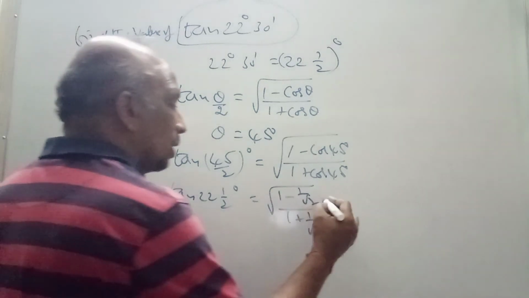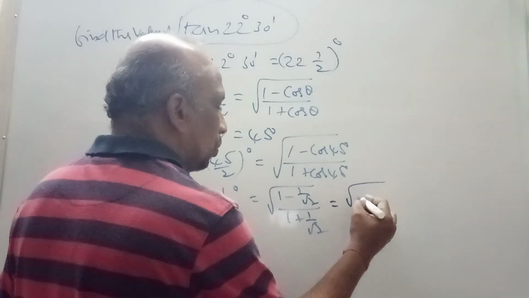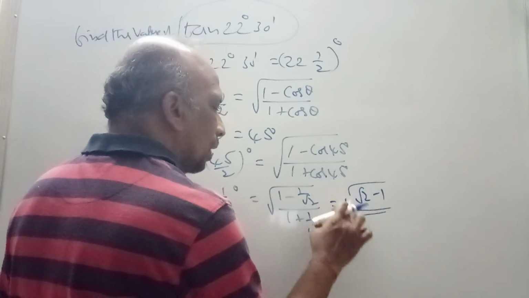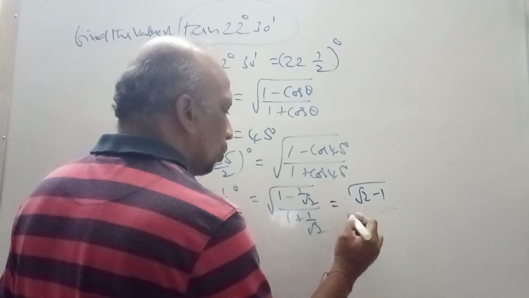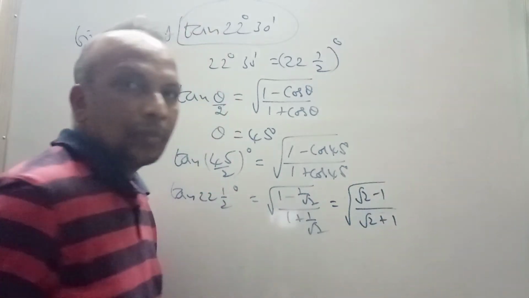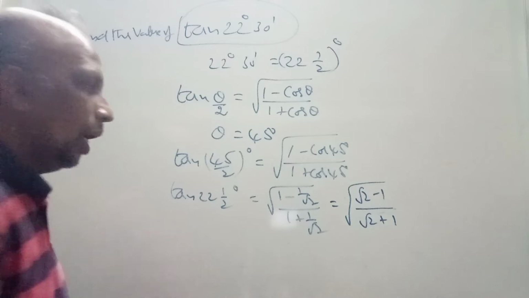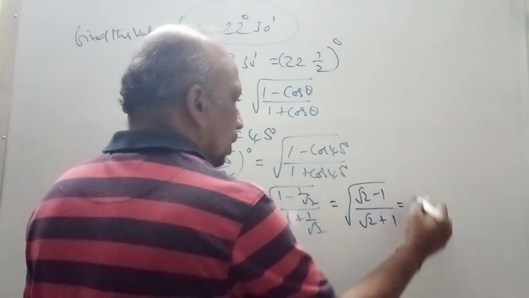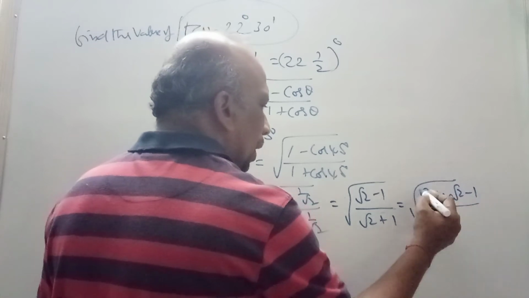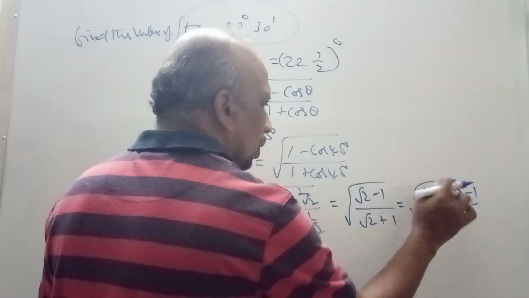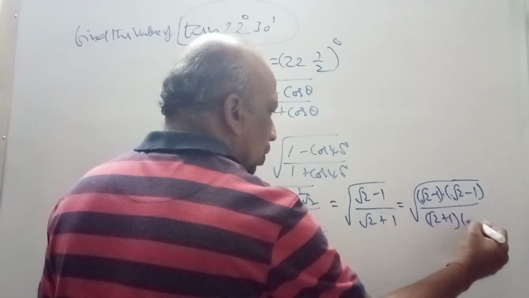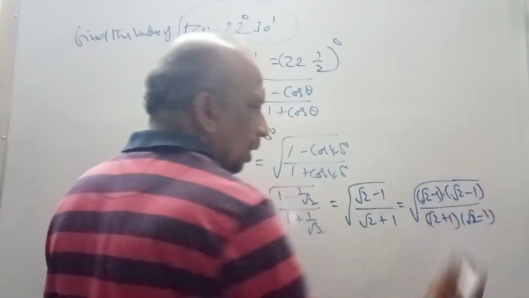Then you can take the LCM here. You will get root of (root 2 minus 1) by (root 2 plus 1). You can write it as a single root also. If I rationalize this, I can rationalize with root 2 minus 1, multiplying numerator and denominator by root 2 minus 1.